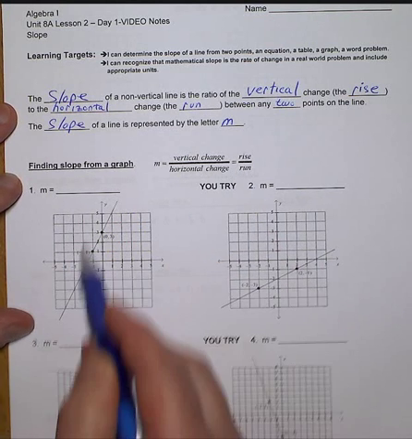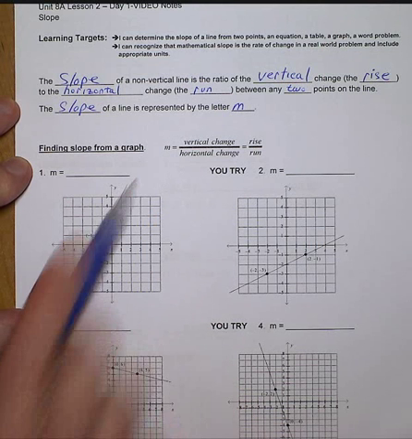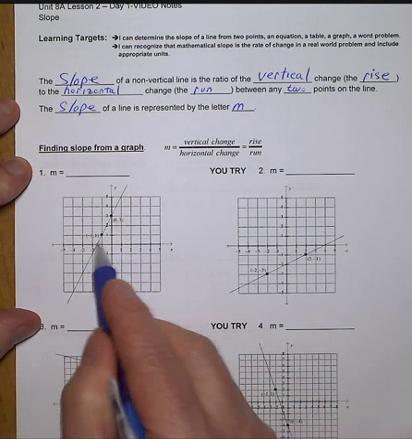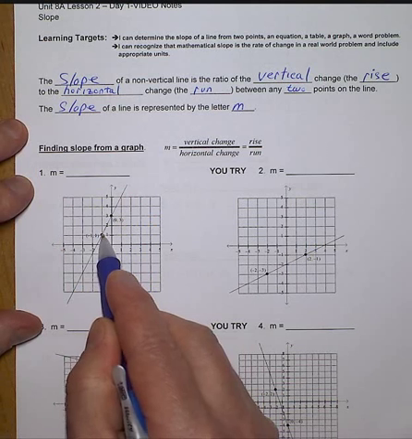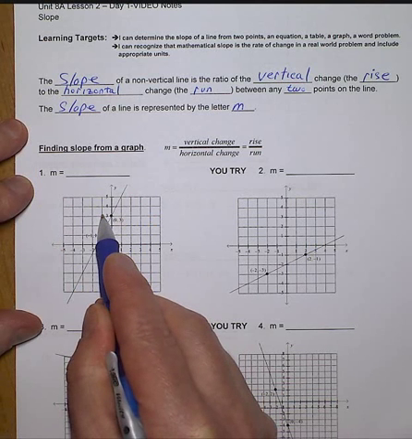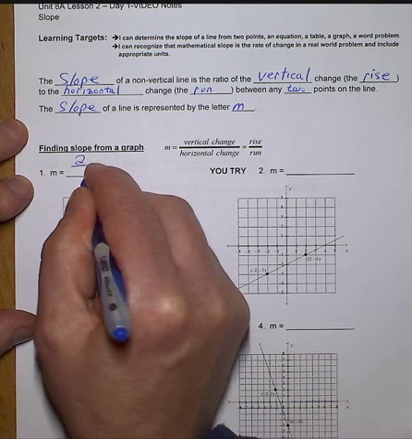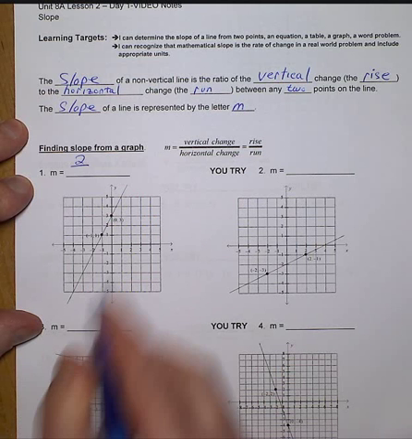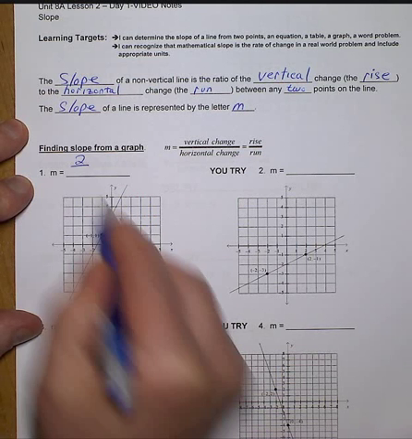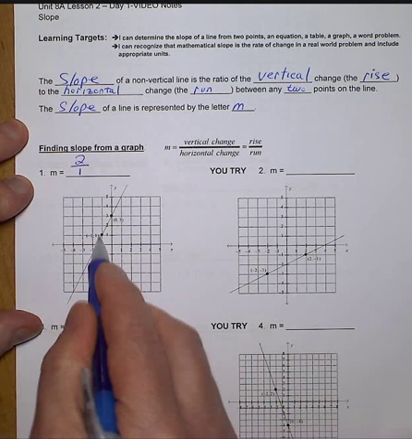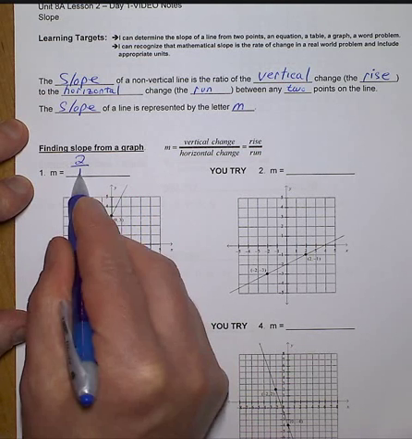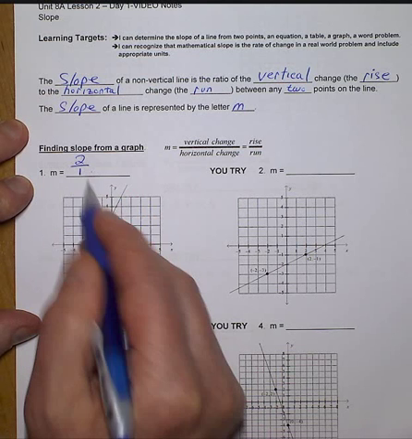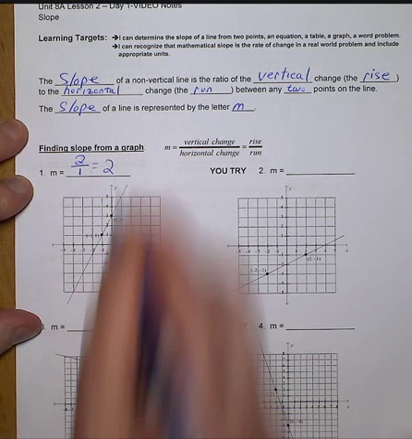So for number 1, we want to find out the slope of this line. So I'm going to start at this point. It's the rise over the run. So how do I go? I have to go up 1, 2. So I go up 2, that's the rise, and I go over 1, that's the run. So up 2, that's the 2 on the top, the vertical change. Over 1 is the horizontal change. 2 over 1, we're going to simplify to 2. So the slope is 2.